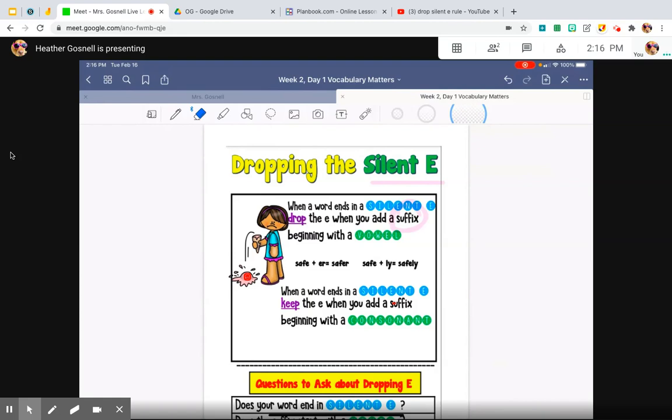spelling of the base word. We learned that last week with the doubling rule. We learned that if a base word is one syllable, ends in one consonant, and has one short vowel before that consonant, and we want to add a vowel suffix, we have to double that last letter in the base word when spelling it with the suffix.